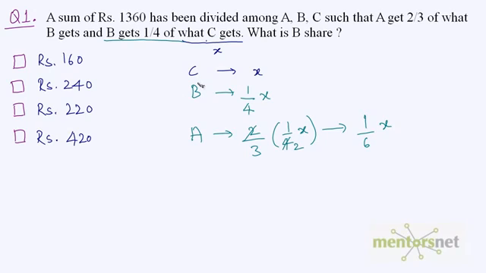So we know A, B and C's share in terms of X. And we have been given the total sum, which is 1360. So if we add all these shares of A, B and C, we would get 1360. So it's 1/6 X plus B's share, which is 1/4 of X, and C's share is X. If you add all of these, you get 1360.